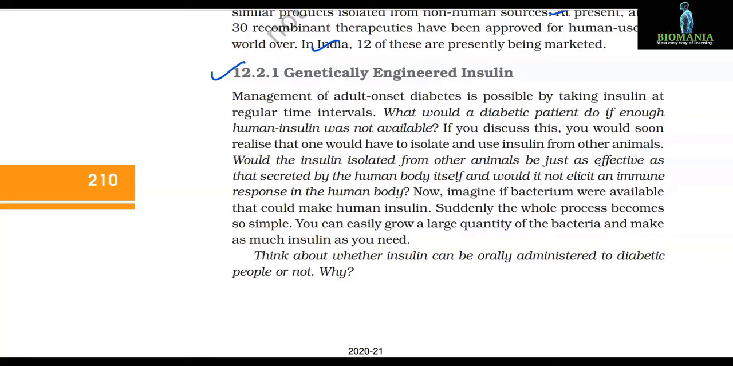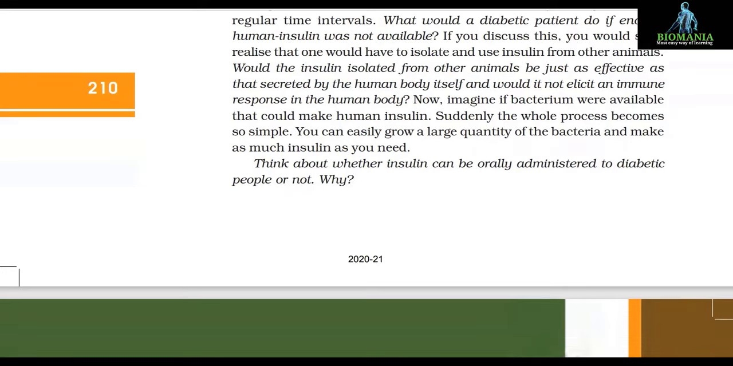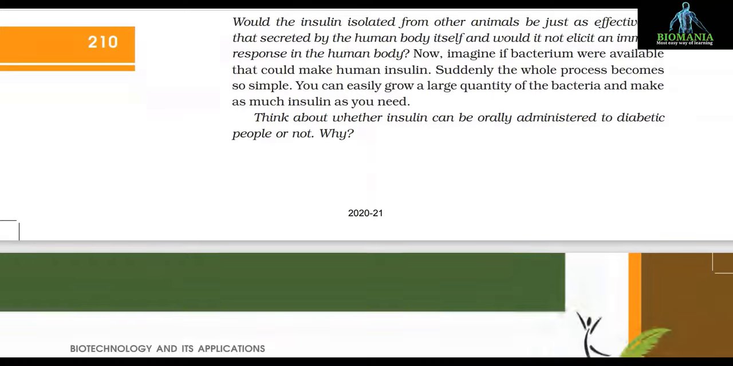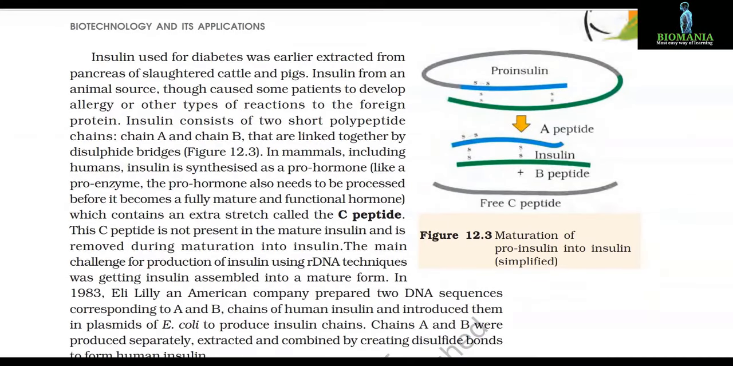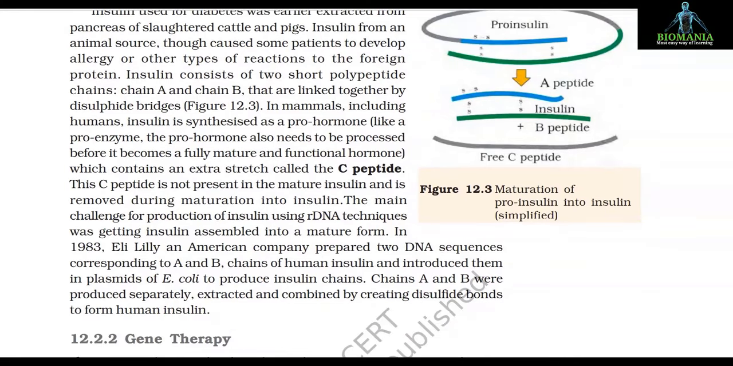Now imagine if a bacterium were available that could make human insulin. Suddenly, the whole process becomes so simple. You can easily grow a large quantity of the bacteria and make as much insulin as you need. Think about whether insulin can be orally administered to diabetic people or not. Why? Insulin used for diabetes was earlier extracted from the pancreas of slaughtered cattle and pigs. Insulin from an animal source, though, caused some patients to develop allergy or other types of reaction to the foreign protein.